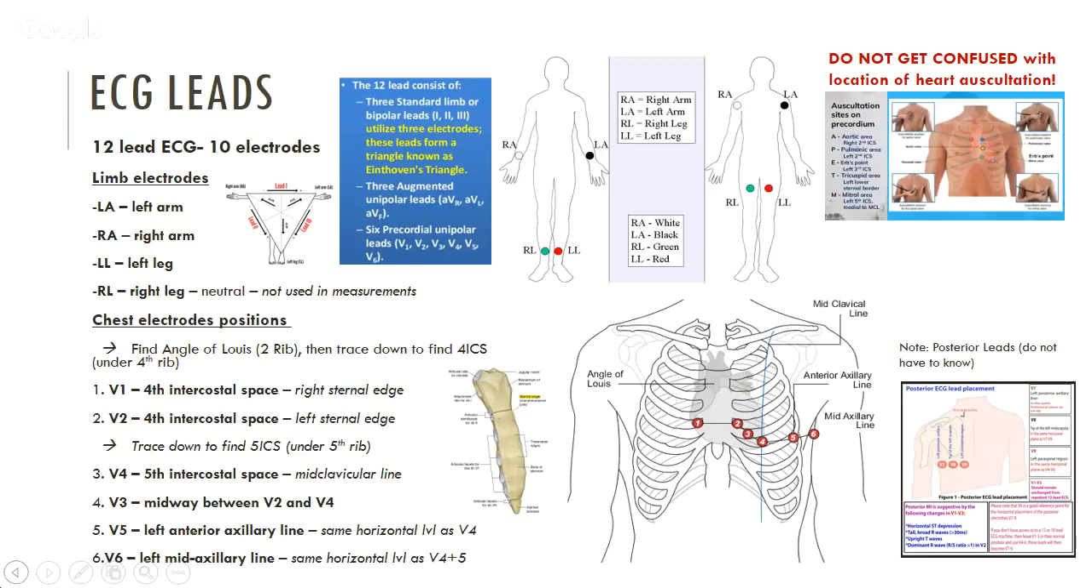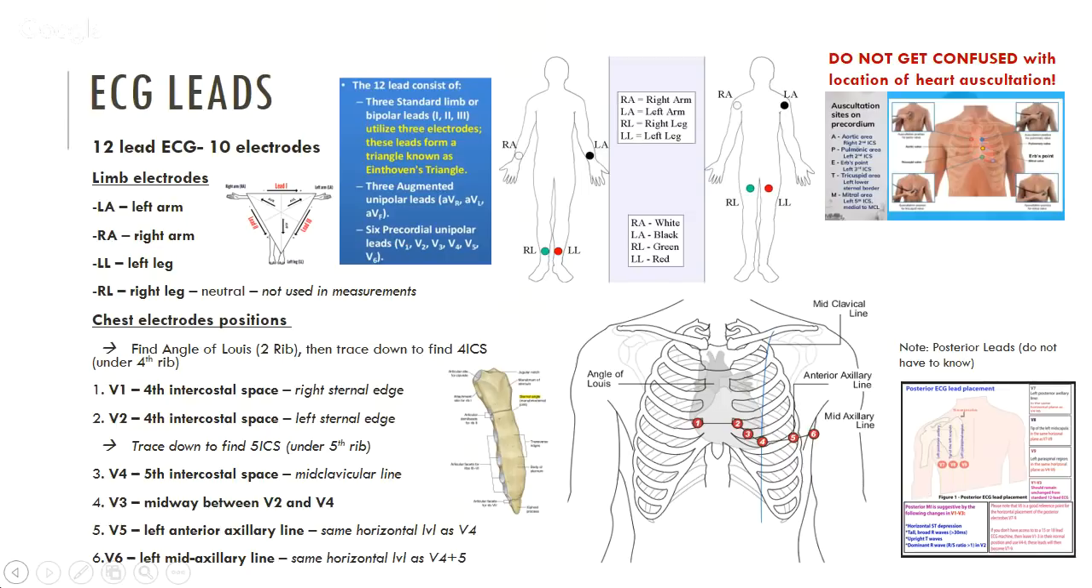So V1 would be the fourth intercostal space on the right sternal edge. V2 would be the left sternal edge. And then you go on to V4 first, so the fifth intercostal space, midclavicular line. And then V3 is between V2 and V4. V5 is anterior axillary, and V6 is mid-axillary. So it's important to know where the leads go.